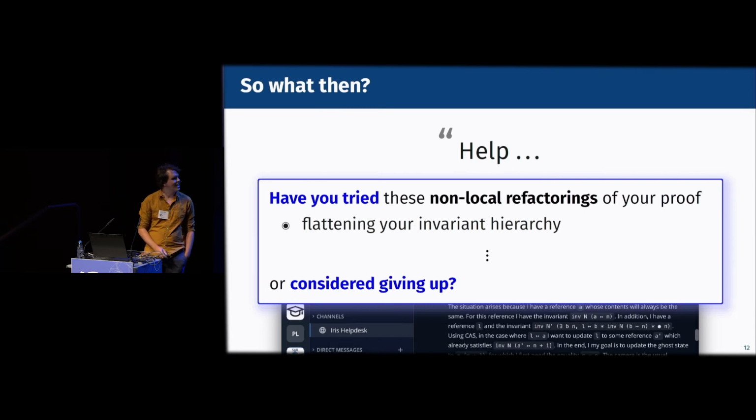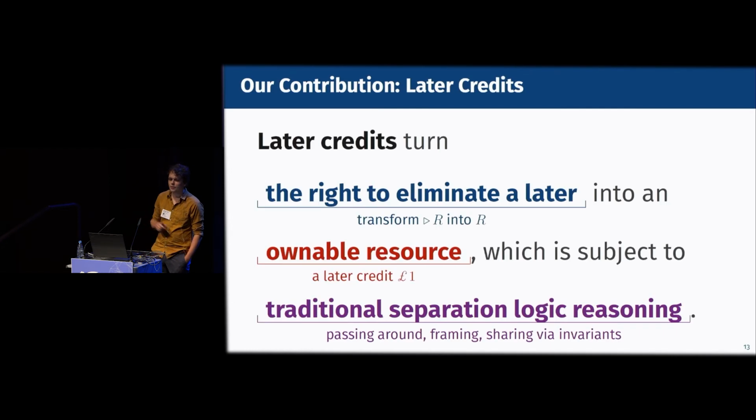We looked at this, and, well, we didn't like it very much. So we thought, well, can we not develop another option that you can use? And that's what we did with later credits. Later credits turn a right to eliminate a later, so to go from later R to R, into an ownable resource which we denote with this little pound sign here.